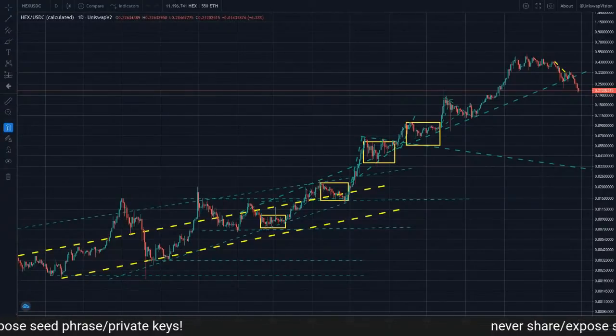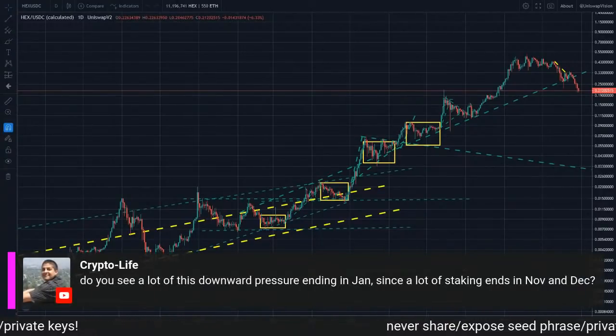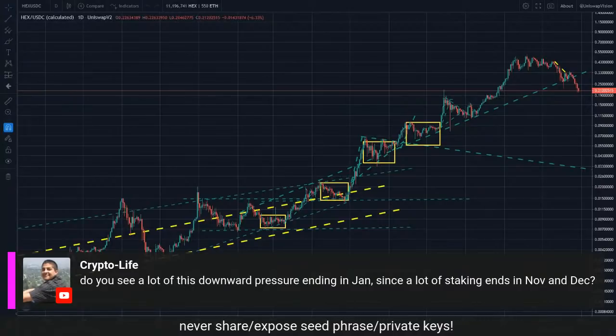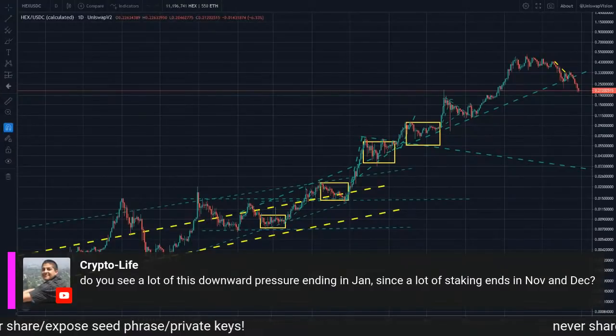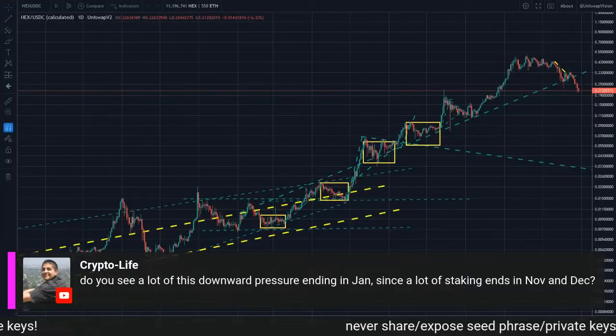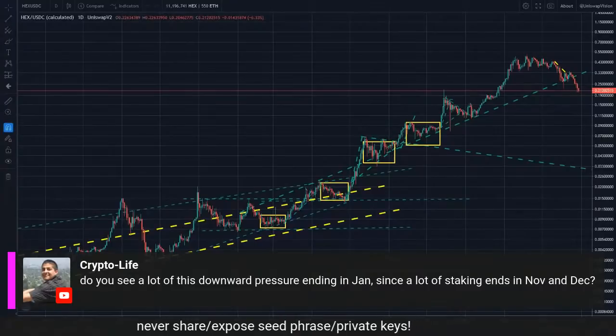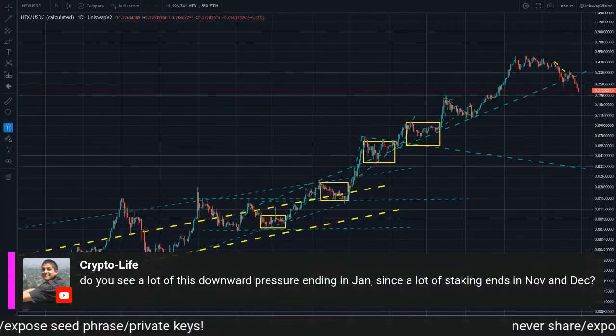Do you see the downside pressure ending in January, since a lot of stakes end then? And yeah, that's the thing. A lot of the time, the stakes that are messing up price flow are the short ones, the small ones, not the big ones. The big ones typically restake. The small ones typically do not. So it's hard to say.